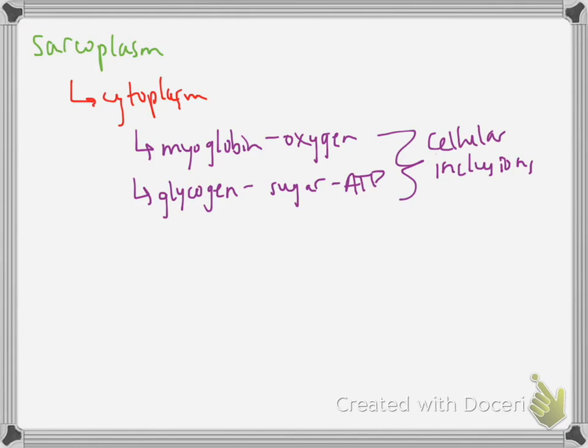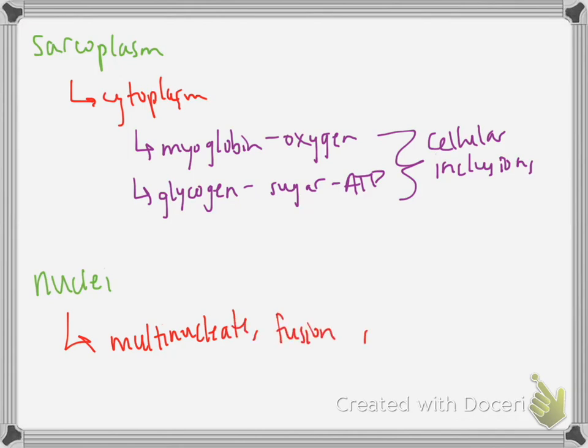Alright, so that's our sarcoplasm. We know nuclei, whenever we did the classifications of muscle tissue, we know if we're looking at skeletal muscle, we know that these are multinucleated because the smaller skeletal muscle cells fuse during development. So we'll put multinucleate. And that's because of the fusion of cells during development.